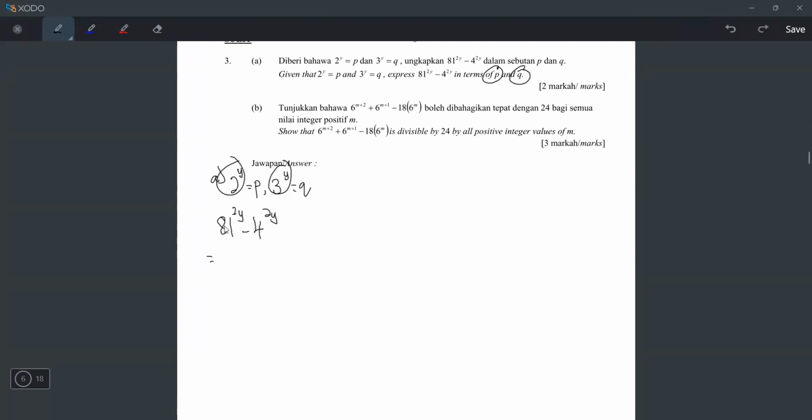So the first thing I will do is try to make the 81 and 4 into base 2 or base 3. Then maybe I will have a chance to convert to p later. So 81 can actually be changed to base 3. 3 power 4 is 81, right?